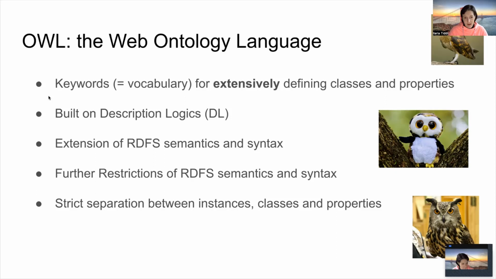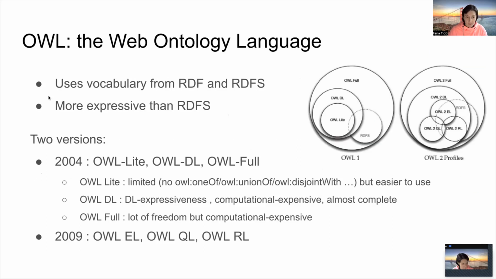As we said, it extends RDF and RDFS both in syntax and in semantics, but it includes further restrictions. So it allows you to say additional things on the concepts that you create. And it is more strict in terms of separating between instances, classes, and properties. You need to imagine the OWL language as more expressive than RDFS. So if before we could express certain things in the RDFS world, with OWL we are now able to express a much larger amount of things.